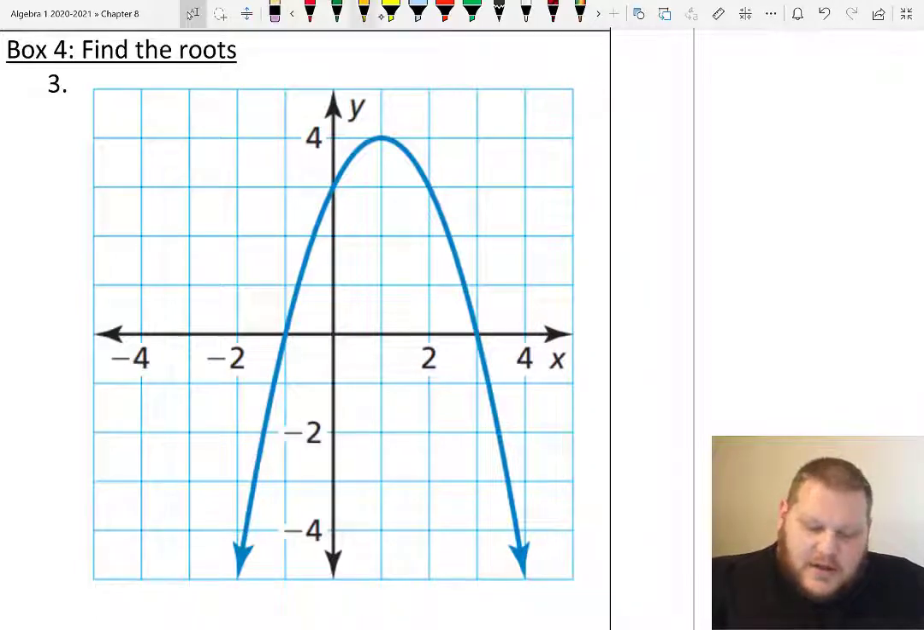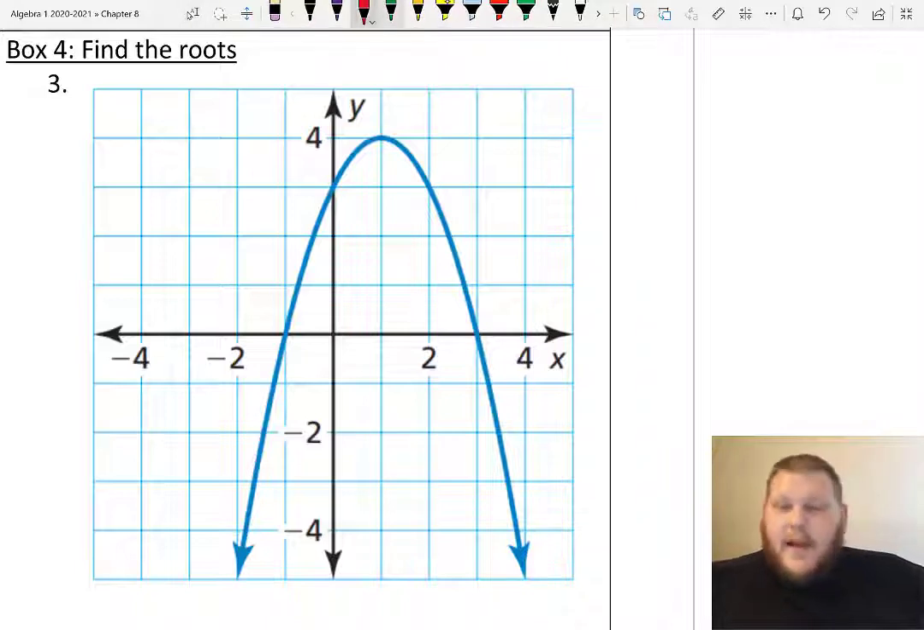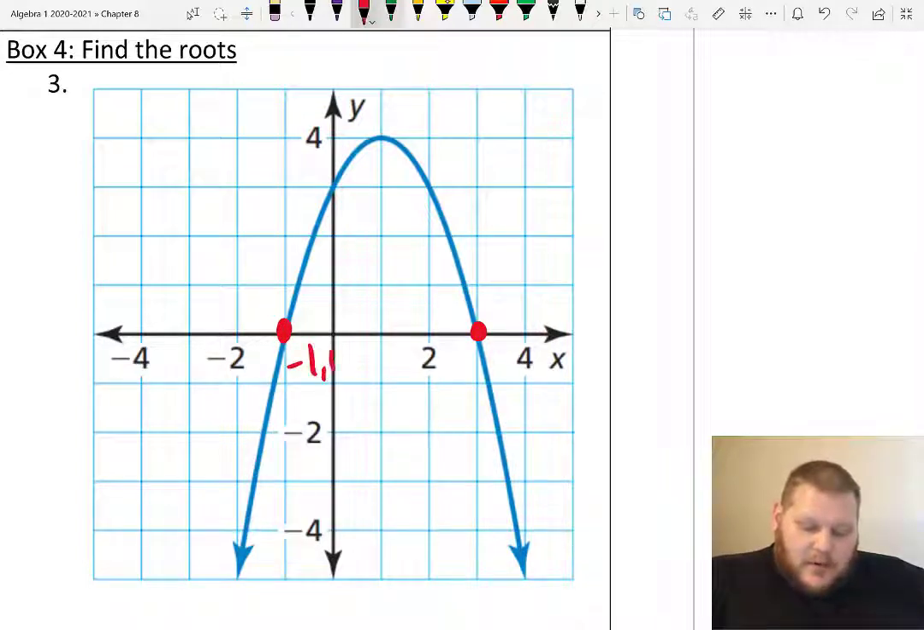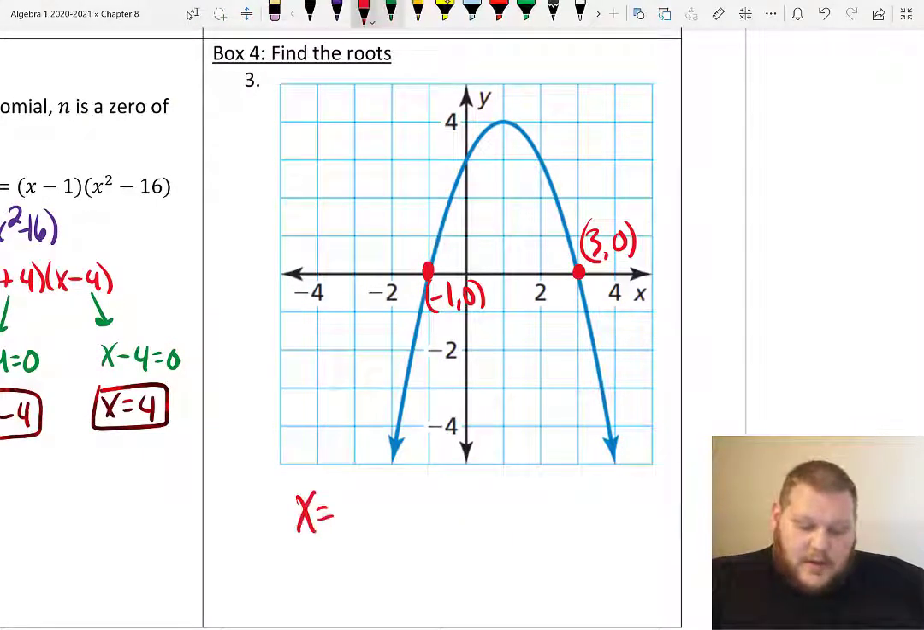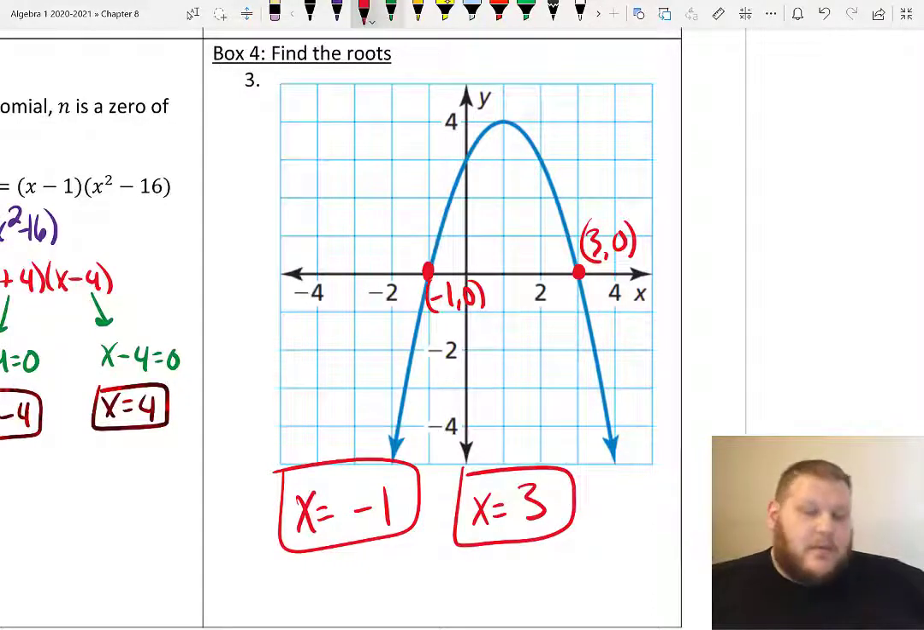All you have to remember is the fact that roots and zeros are the same as x-intercepts. So my graph here has an x-intercept here and here at (negative 1, 0) and (3, 0). So without having to do any extra calculations, you know that the solutions to this equation, my zeros, my roots, would be negative 1 and positive 3, because that's the two spots where it crosses the x-axis. And that's it. That's all you have to do for finding your roots.